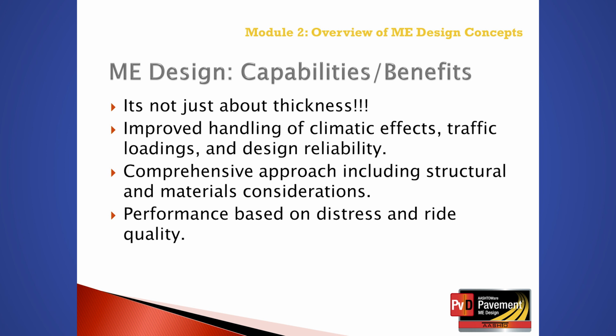for unbound layers. Some examples for rigid pavements include the Portland cement concrete properties and how the strength and modulus of the mixture can change over time, dowels in joints, widened lanes, joint spacing, and erosion of the unbound layers. Another capability is the inclusion of comprehensive methods for handling and determining the impacts of climate, truck traffic, material properties, and design reliability on pavement distress and performance.